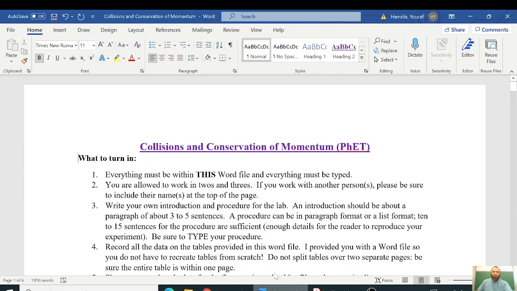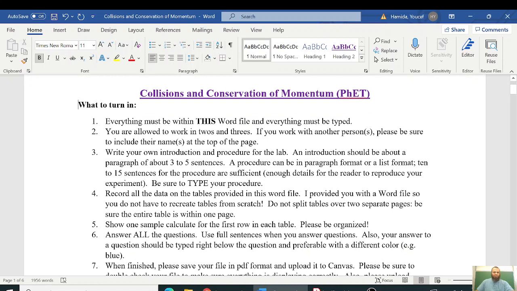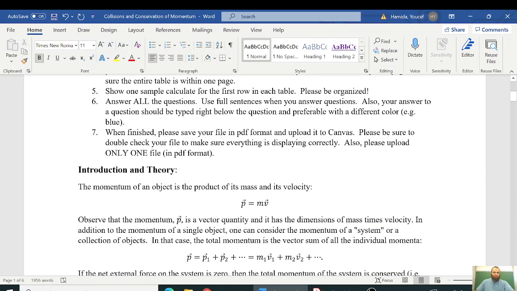I would like to share with you today how to complete a simulation-based lab on collisions and conservation of momentum. What we're going to turn in, so please read the instructions in the lab. You can download this Word file from our Canvas page. So please do that and then read through it, and we're going to get into the lab.